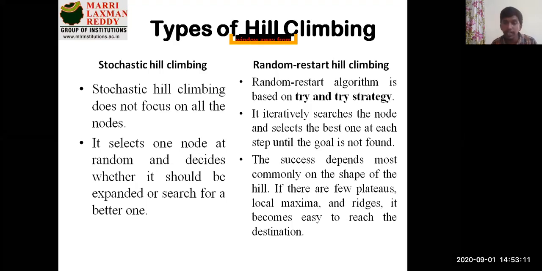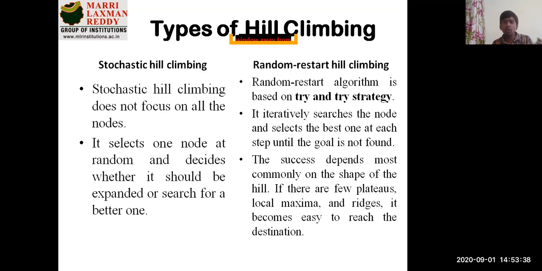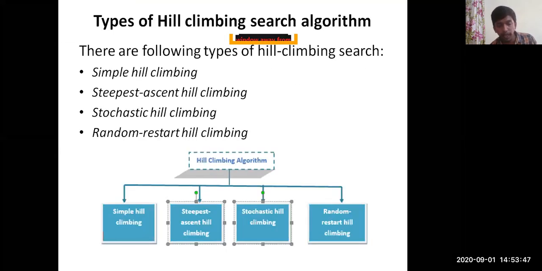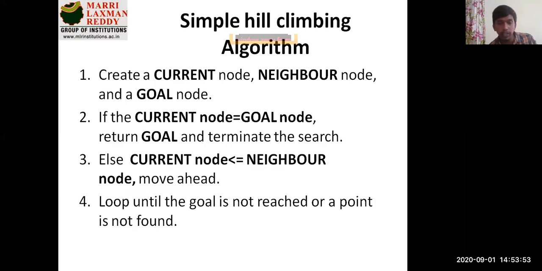And coming to random restart hill climbing, it is like a try-and-try strategy until you get your destination. It iteratively searches the nodes and selects the best one until the goal is found. Until the goal is reached, it will search for the best path and try to go along that path. Success depends on the shape of the hill. Sometimes the shape of the hill is okay and you may reach the destination. If there are more ridges or steeps, then reaching the destination may be problematic. So as part of hill climbing, you need to keep these four types of hill climbing algorithms in mind, and for your examination you need to concentrate on this, guys.